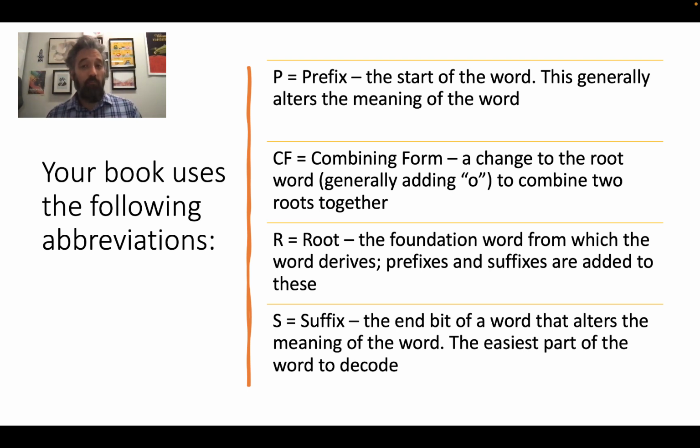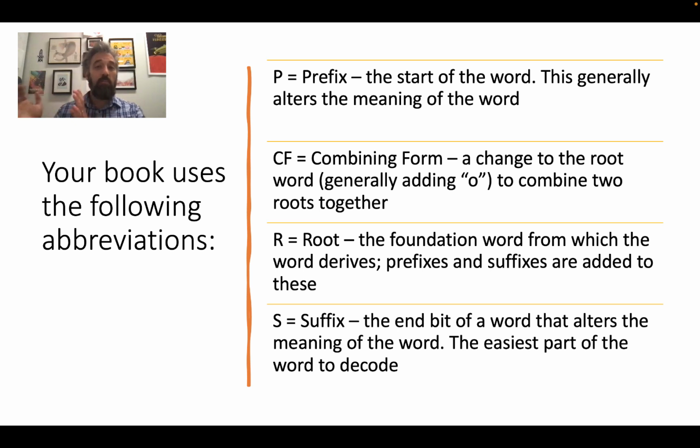A combining form is changing the root, generally by adding an O, to combine two different roots together. So that's taking two different words, adding an O in between-ish, and jamming them together. Your book uses R for the root, or the foundation from which the word derives. And then you add the prefixes and suffixes onto that.